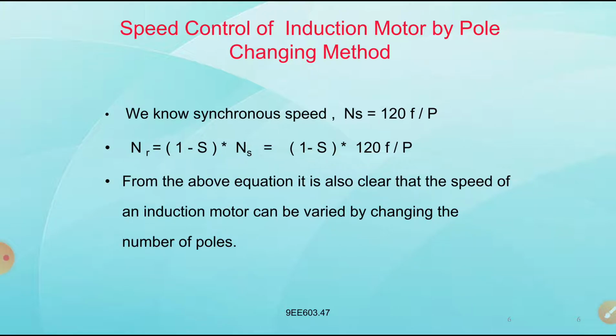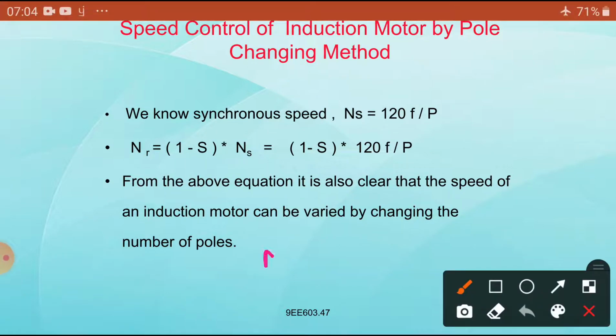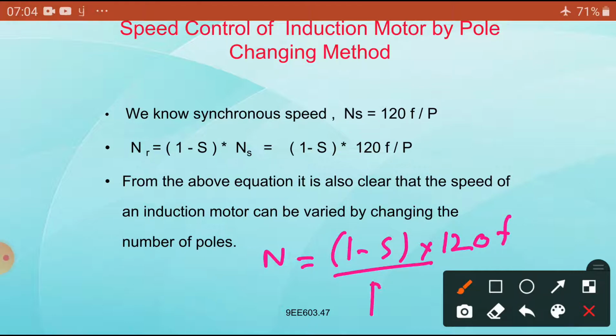That is equal to 1 minus S into 120 F by P. From the above equation, it is clear that the speed of the induction motor can be varied by changing the number of poles. Okay, so here is that equation: N is equal to 1 minus S into 120 F by P. Now here is the relation between our speed and number of poles.